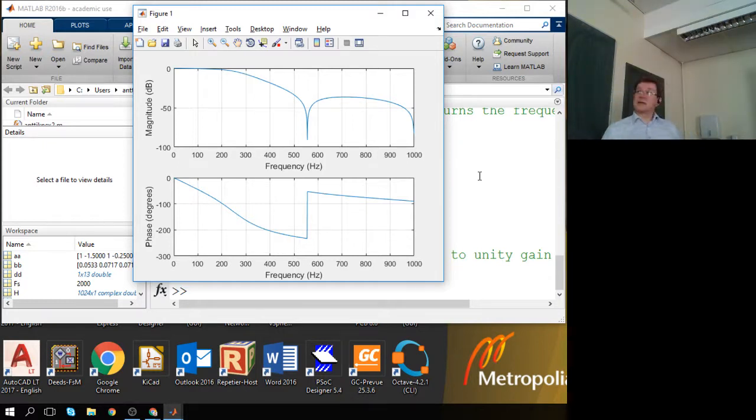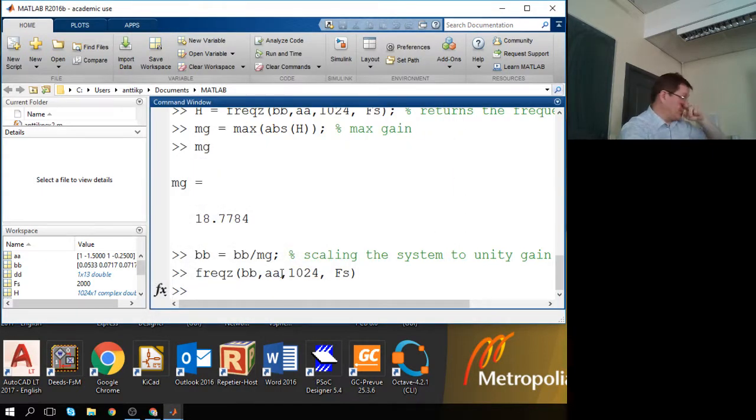Okay, so now we have also scaled the system to unity gain. We started from the zeros and poles and then just found out the system coefficients, and then we could do the impulse response just by feeding the impulse function to the system, and then the frequency response. We could also try the step response actually. That would be a no-brainer actually.